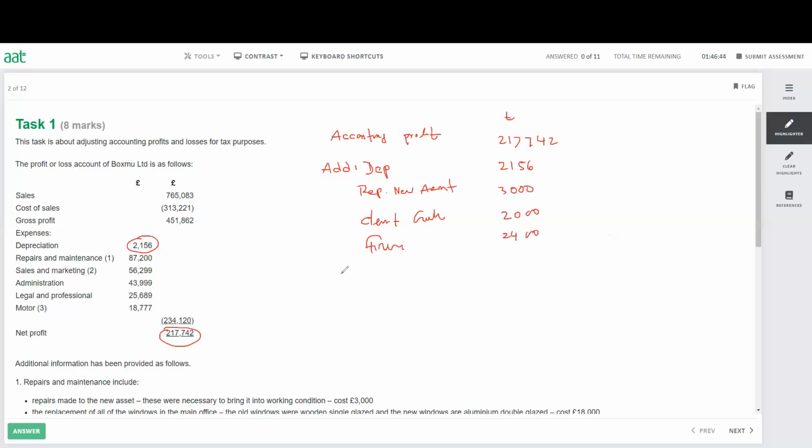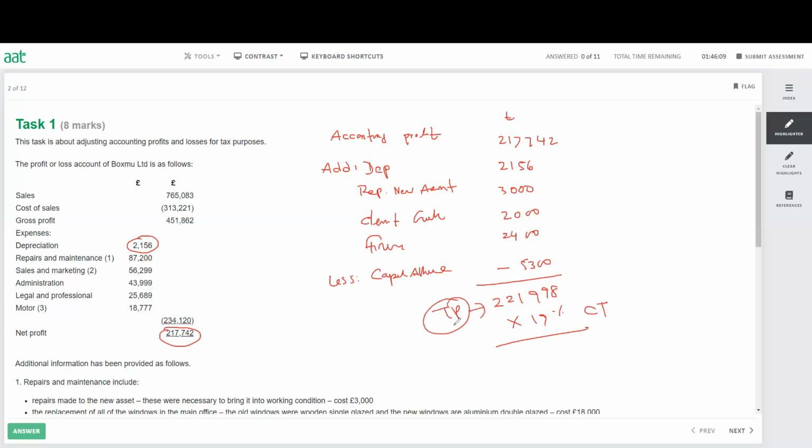And the last thing we have to do is take away, less, the capital allowance. This is 5,300. And that's it. This will be my taxable profit, 221,998. And on this amount, you have to calculate the corporation tax, 19%. The question only asks us to find out how much the taxable profit is. This is the taxable profit.